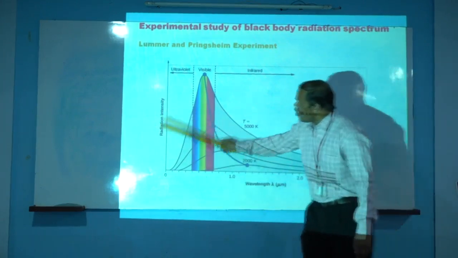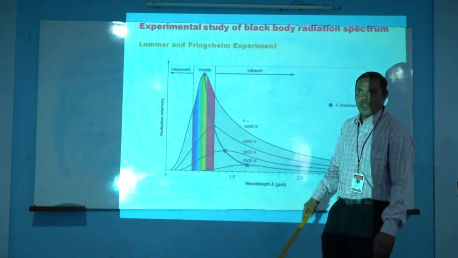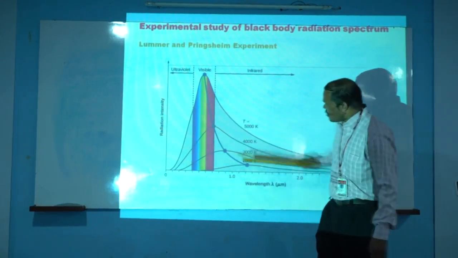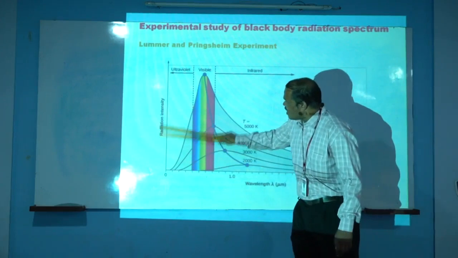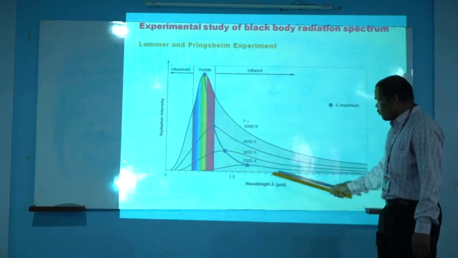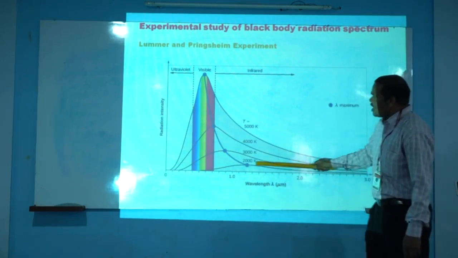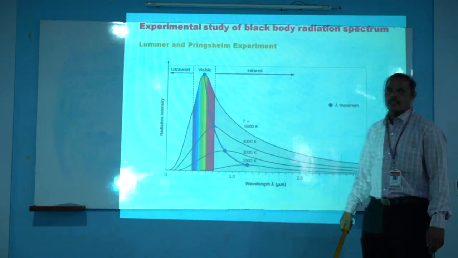What is the quantity on the y-axis? That is the radiation intensity. That is, intensity as a function of wavelength is taken on the y-axis. And on the x-axis, the wavelength is taken in micrometers. And these are the different temperature ranges.